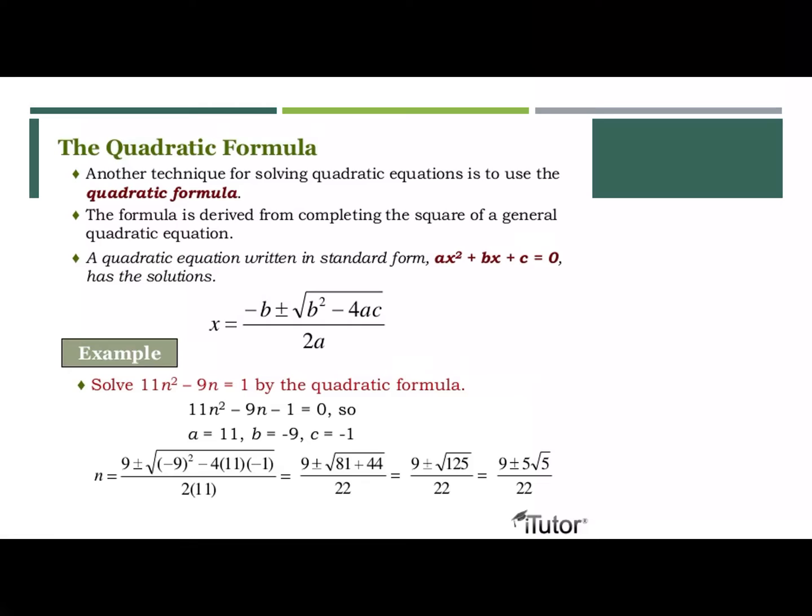So now let's talk about the quadratic formula. You don't have to memorize this formula. When you look at it, it's x equals negative b plus or minus the square root of b squared minus 4ac, all over 2a. You substitute in the values of a, b, and c, and you simply simplify.